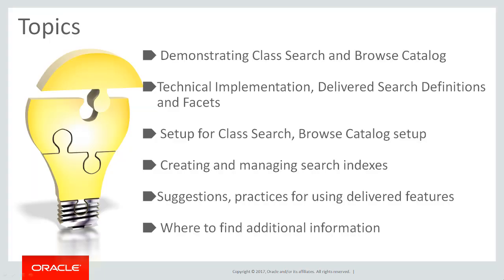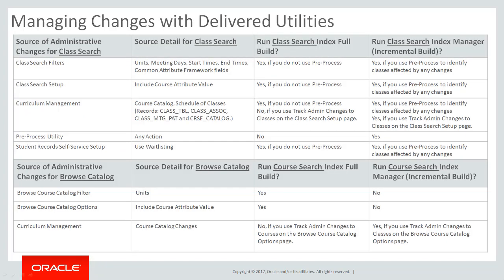Now that you have a basic understanding of how to set up and manage class search and browse catalog, let's talk about suggested practices and additional ways for applying and understanding delivered functionality. In order to deliver the most accurate search results to users and in order to best manage your configuration and delivered utilities, it's important to consider what changes in setup and in your scheduled classes are recognized and deployed in search results. Here's a quick reference that will assist you in determining when to run which processes.